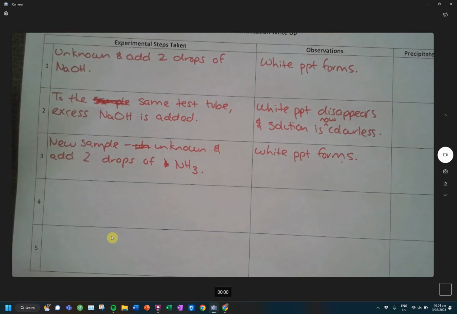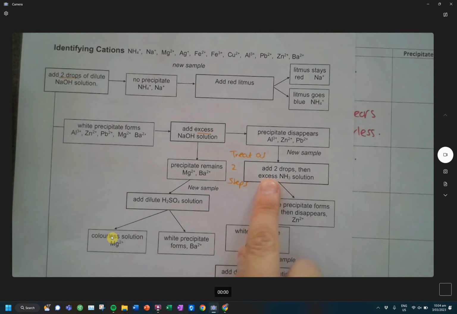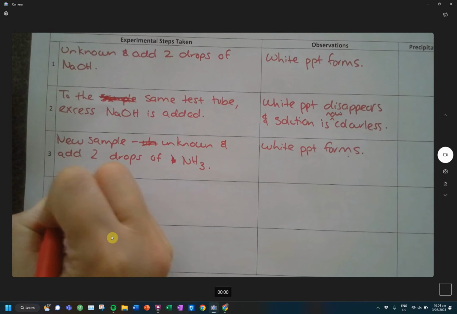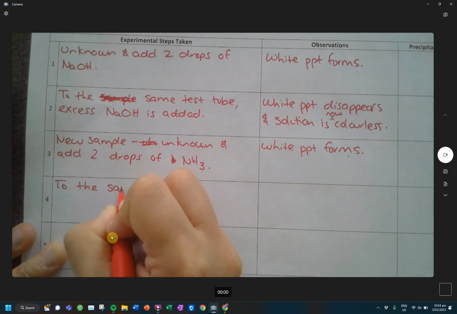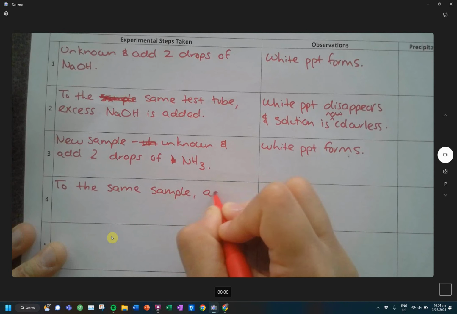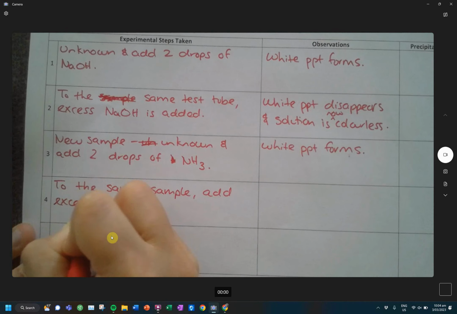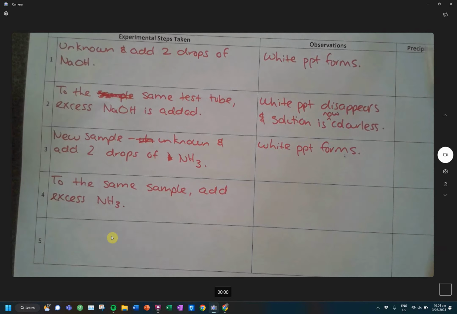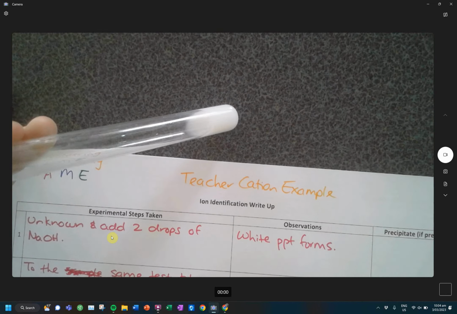Then to the same sample, we're going to add excess. If I look at the list, add 2 drops, then excess ammonia. All right, so here's my ammonia, here's my original sample. Again, we're going to do a nice big squirt, and we're trying to see if that precipitate disappears. And in fact, it didn't disappear, it got whiter.